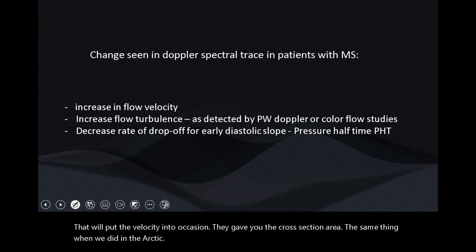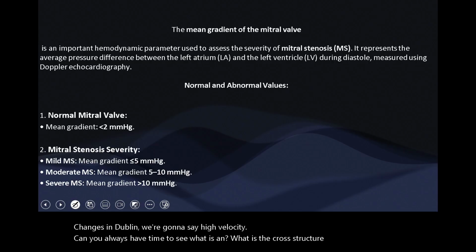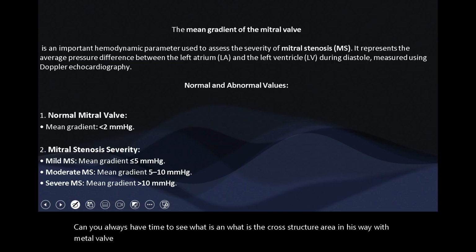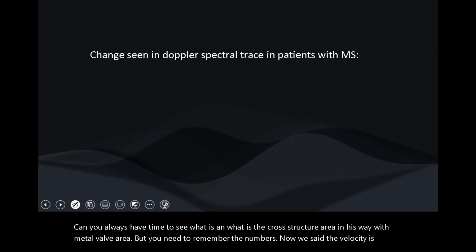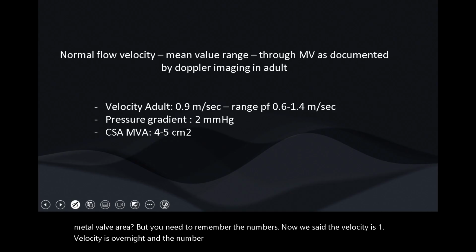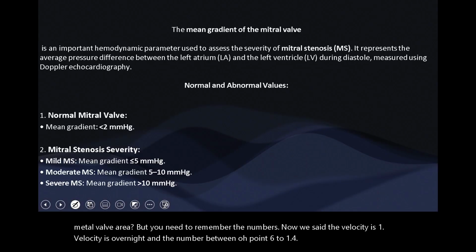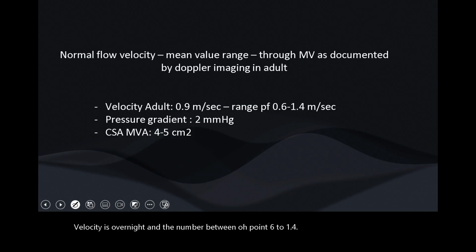Changes in Doppler: we're going to say high velocity. We can use pressure half time to see the cross-section area in an easy way for the mitral valve area. But you need to remember the numbers now. We said the velocity is 0.9, with a range between 0.6 and 1.4, and the average is 0.9.